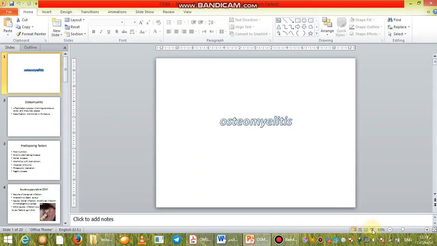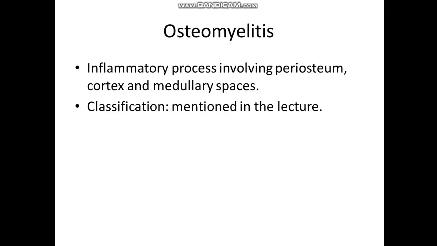So our lecture today is osteomyelitis. Osteomyelitis is one of the inflammatory bone diseases. Osteo means bone, myelitis refers to the medullary spaces or the tissue of the marrow spaces, and itis means inflammatory process. So osteomyelitis is an inflammatory process involving the periosteum, cortex, and medullary spaces or marrow spaces. That means that osteomyelitis involves all the components of bone.